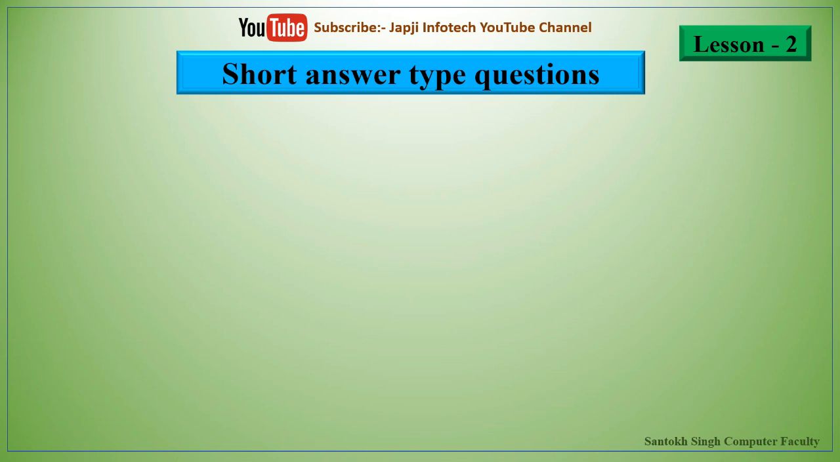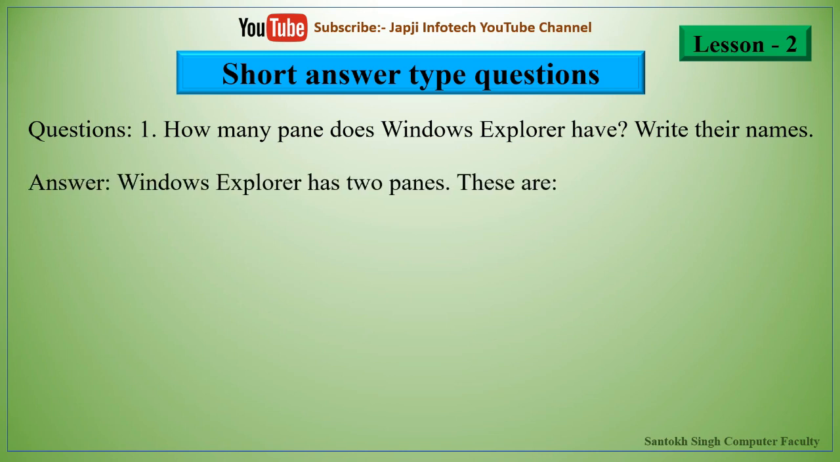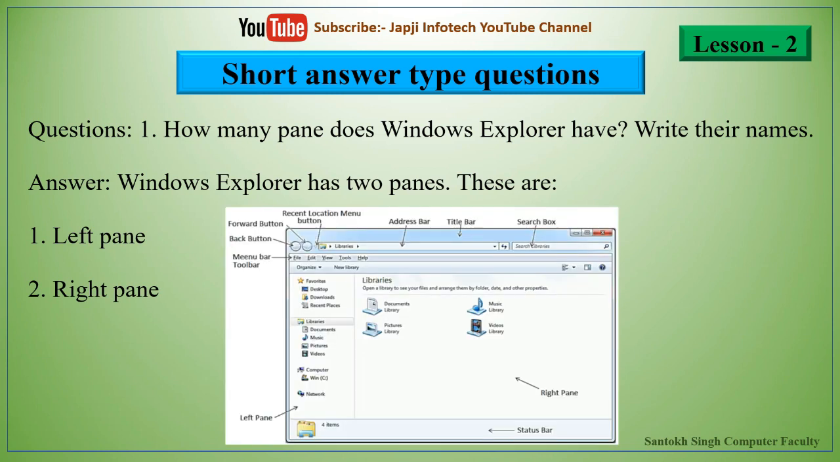So now we will learn about short answer type questions. First question is: how many panes does Window Explorer have? Write their name. So Window Explorer has two panes. These are left pane and right pane.